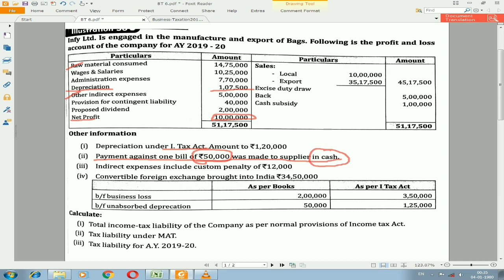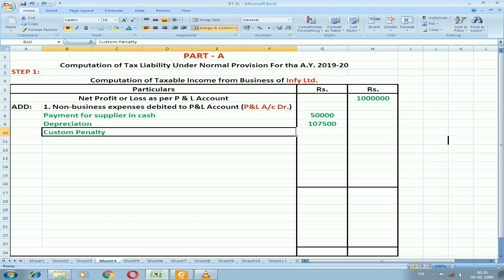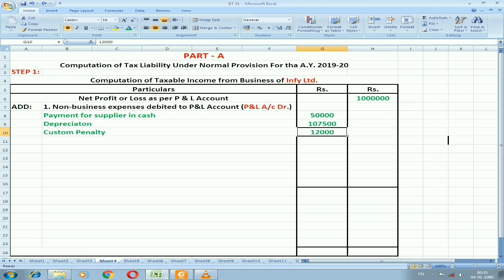Indirect expenses include custom penalty of rupees 12,000. So custom is a business expenditure, but paying a penalty or any outstanding on that will always be non-business. That is the reason penalty amount, fine amount will always be non-business. So custom penalty will be 12,000.